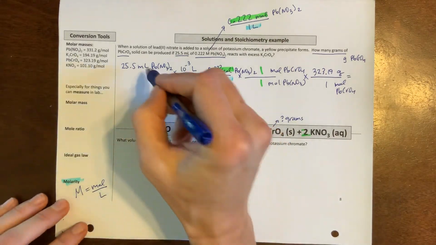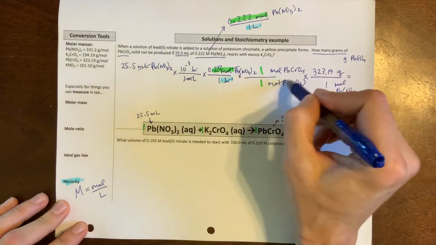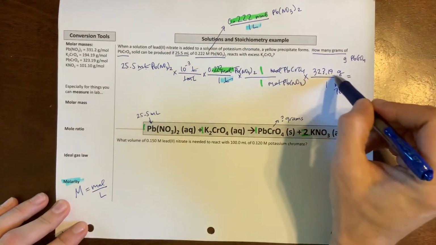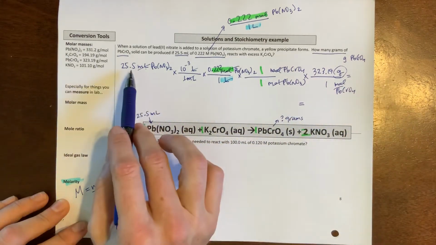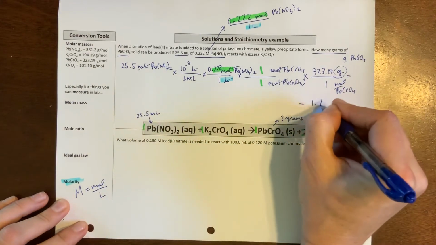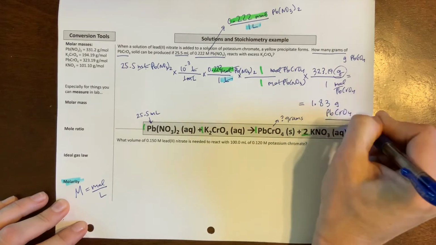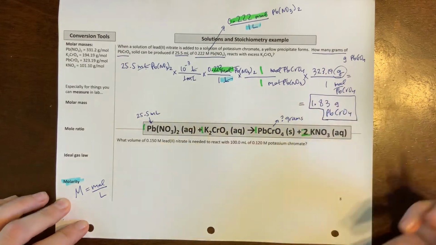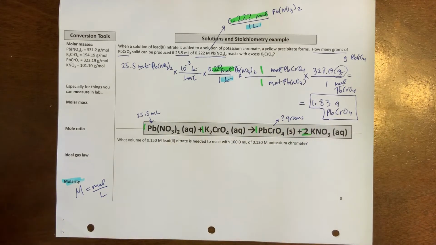So look what happened here. I've got mL canceling, liters canceling, moles canceling, moles canceling, and I'm left with the grams of the lead chromate. If you calculate that out and pay attention to your 3 sig figs here at the beginning, you've got 1.83 grams of lead chromate. All right, and it was a relatively small amount of solution, so it makes sense that I came out with 1.83 grams, not 183 grams, or a super tiny amount, 0.0001 grams or something like that.